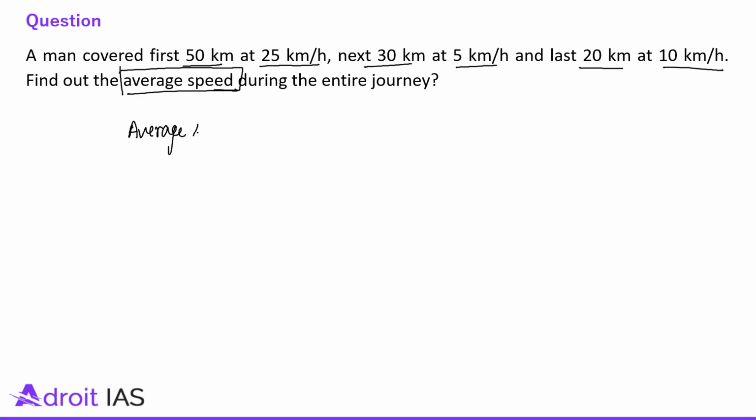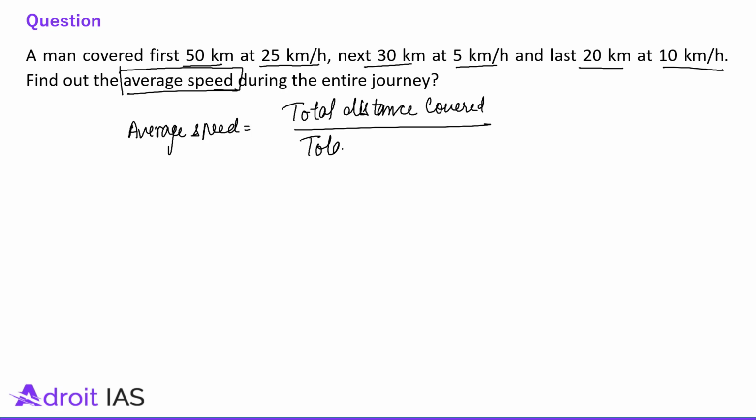Average speed is total distance covered divided by total time taken, right? Okay, the average speed is total distance covered divided by total time taken. Okay, fine. So what is the total distance covered?